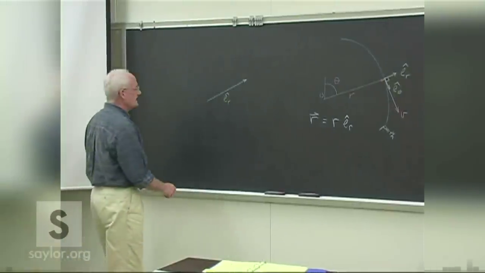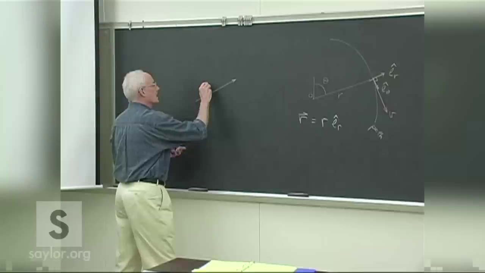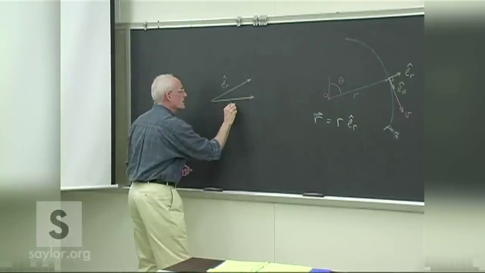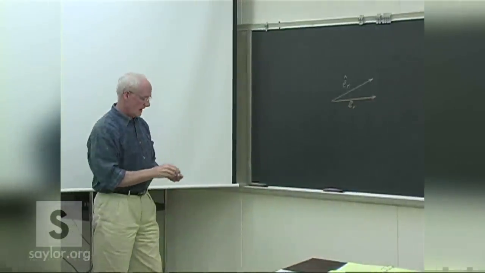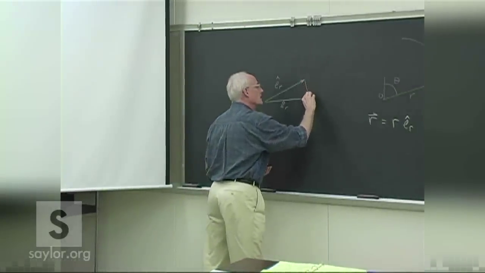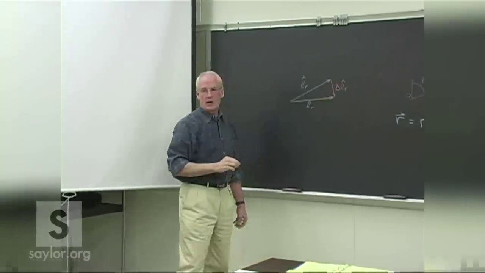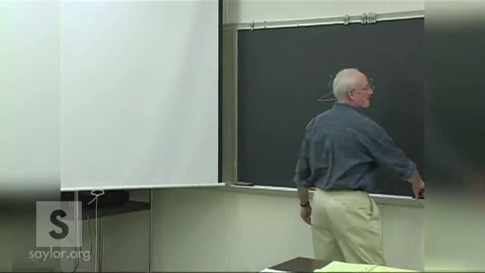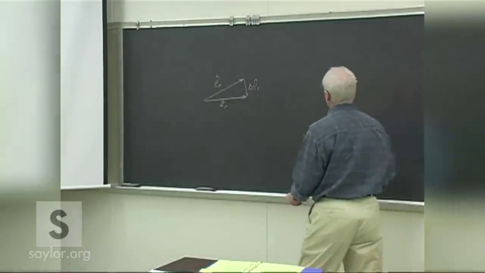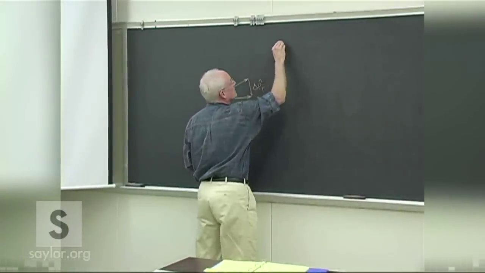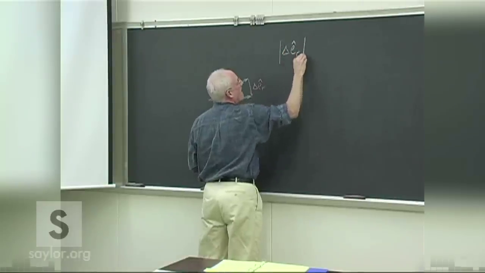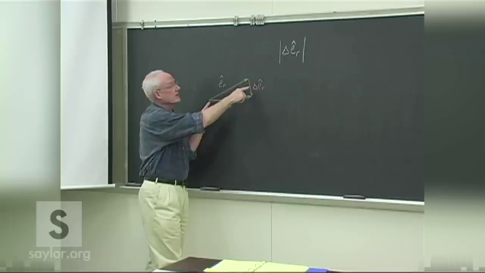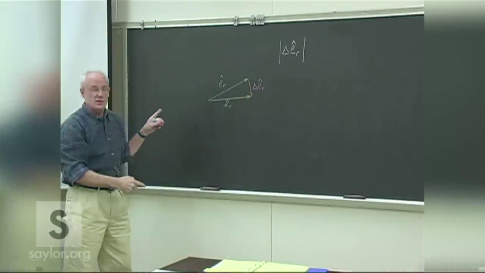And some little instant in time later, actually let me get that out of the way and put it on top. Some little instant in time later, the unit vector in the r direction is now that way. And there's been some change in the r unit vector. Now that in itself we can look at. That's a vector, so the magnitude of it, since this is a very small difference, is really just the arc length that the tip of the unit vector sweeps out. It'd be plenty close enough for us.